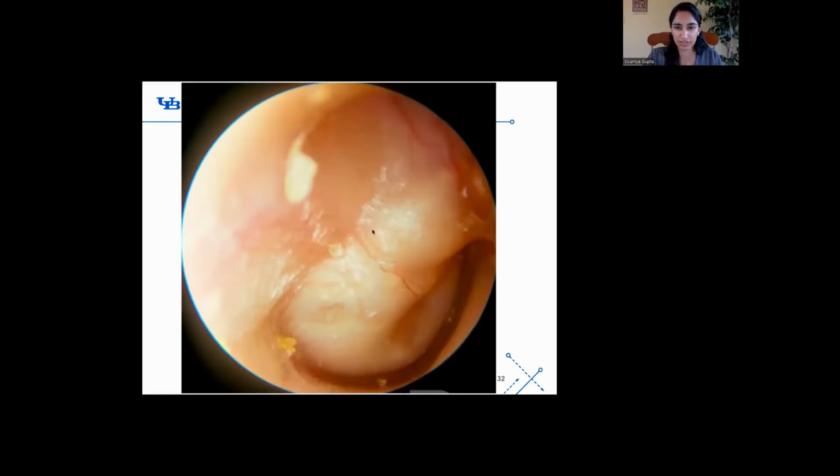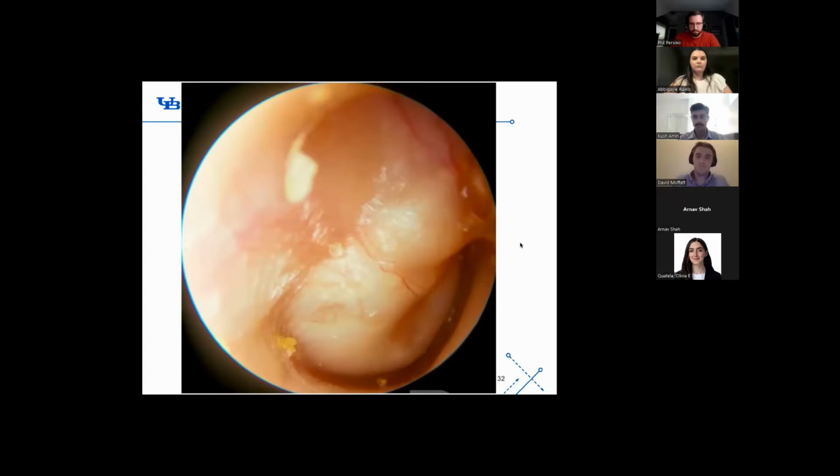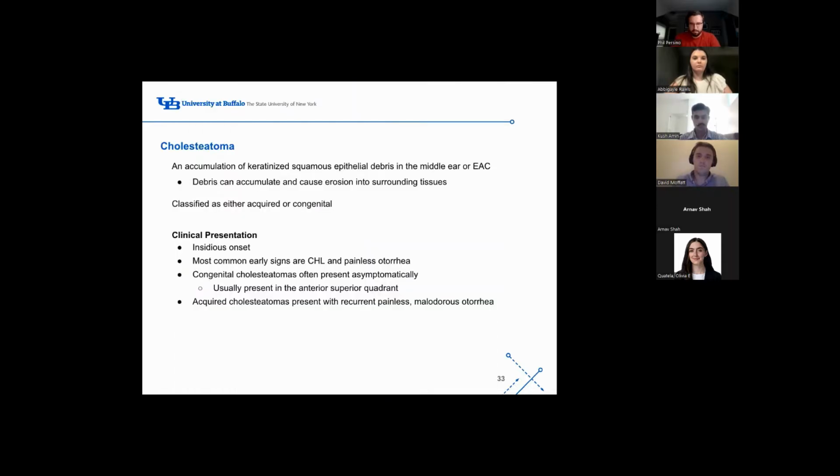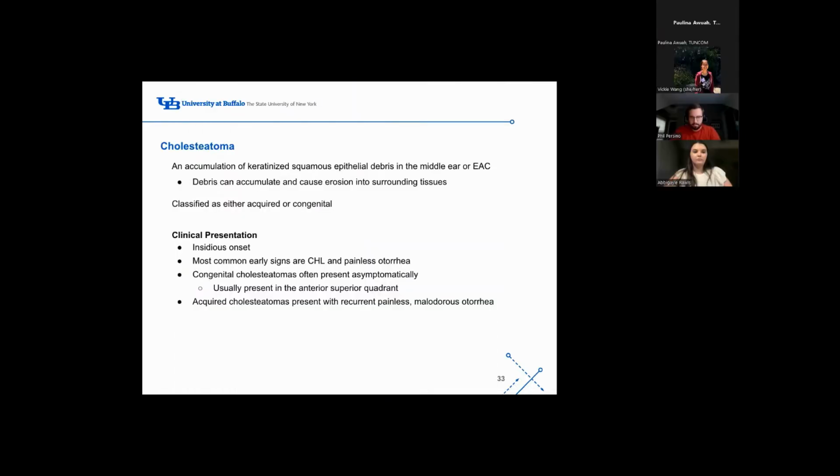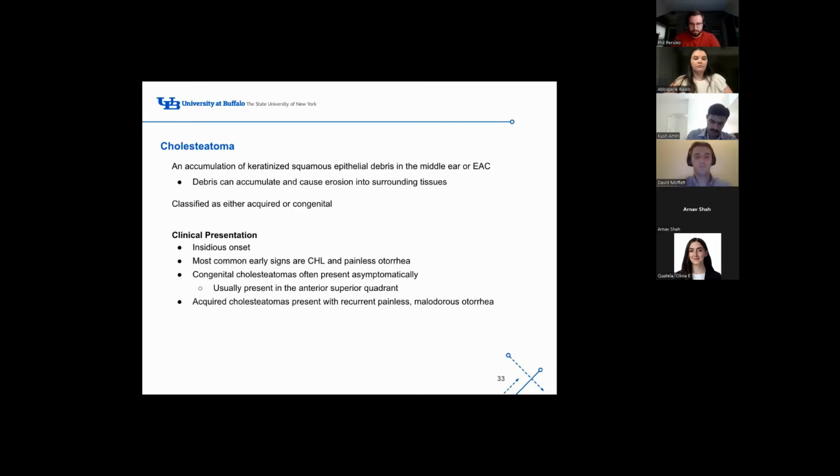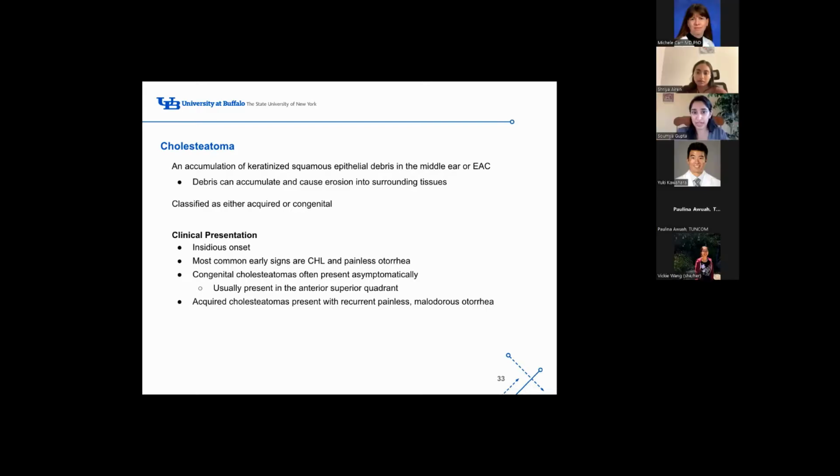What is all of this over here? So all of that is kind of an accumulation of debris from keratinized squamous epithelium. And this is a cholesteatoma. So a cholesteatoma is an epidermal inclusion cyst or an accumulation of keratinized squamous epithelial debris in the middle ear or the EAC. The debris can accumulate over time and can cause erosion into surrounding tissues.